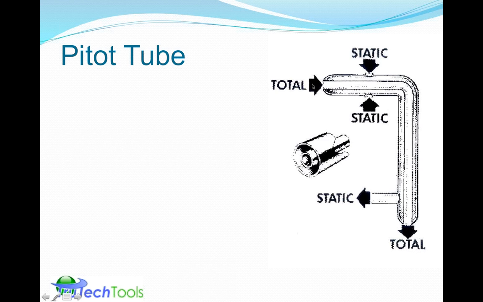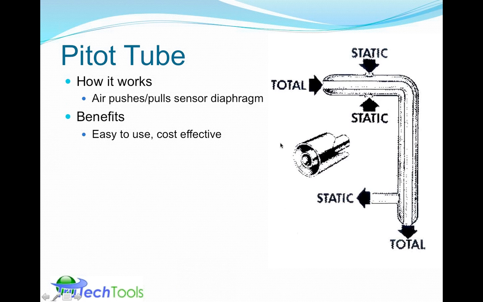The total pressure is actually the sum of what's called the velocity pressure plus the static pressure. So by subtracting the static pressure from the total pressure, and you do that inside your differential manometer, you are left with the velocity pressure. This air pressure pushes or pulls on the membrane inside a sensor, and the difference between total and static gives you velocity pressure. It's pretty easy to use.